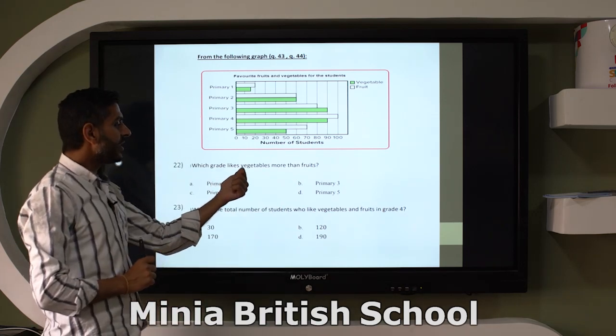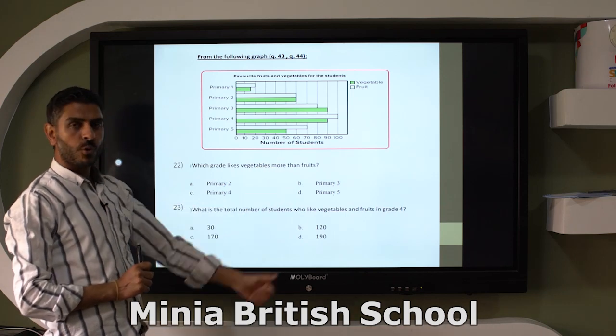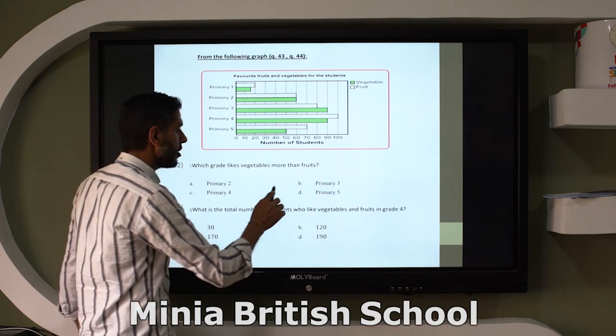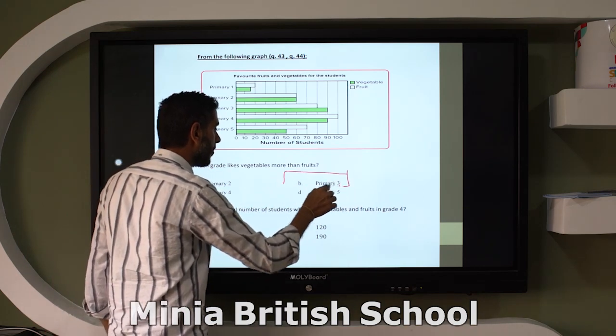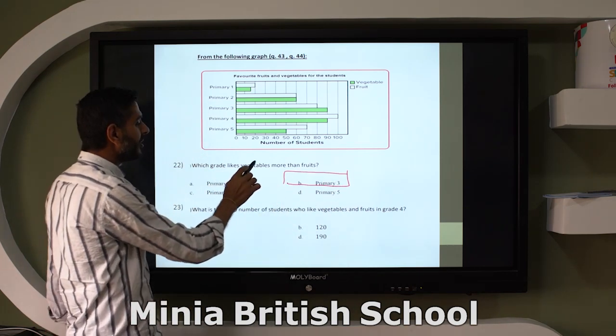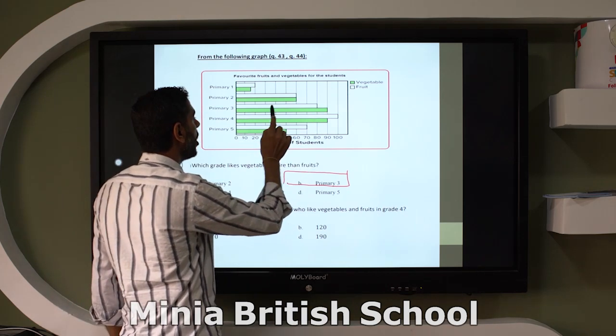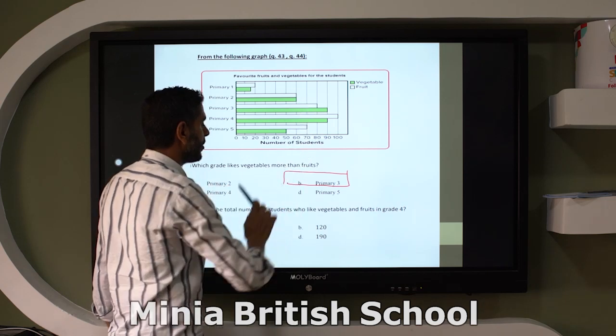Which grade likes vegetables more than fruits? Yes, primary 3, right. In primary 3, vegetables more than fruits, as you see.